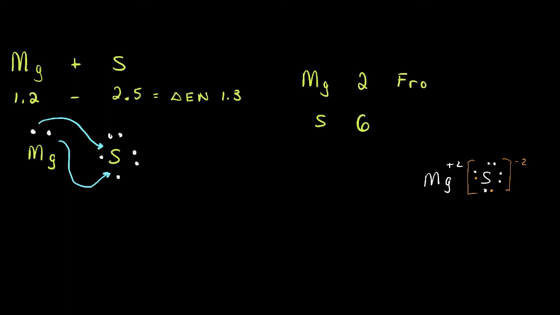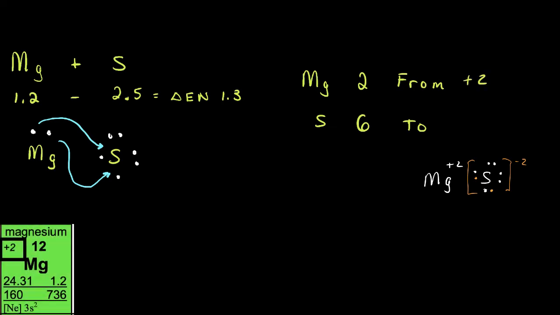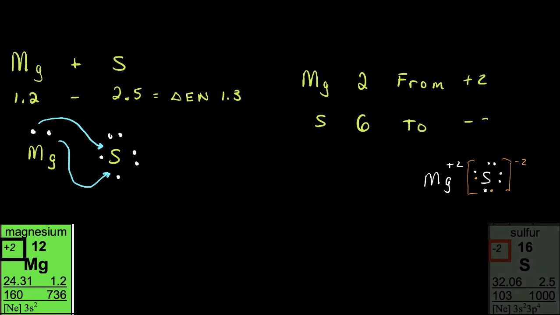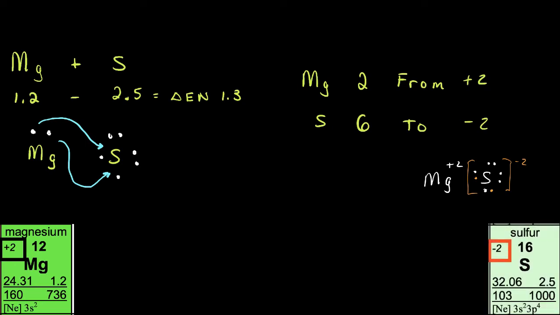The transfer is always going to go from the metal to the nonmetal. Magnesium is going to form a +2 ion. The sulfur is going to form a -2 ion. Now we need to get the name and the correct formula for this. So magnesium and sulfur, we'll put the oxidation numbers. You got the +2. You have the -2.